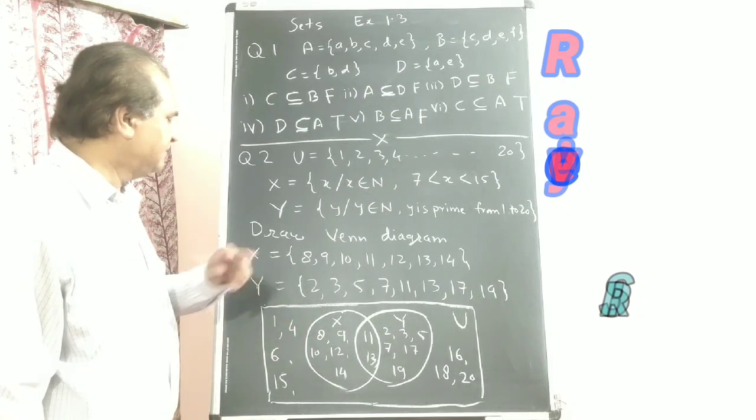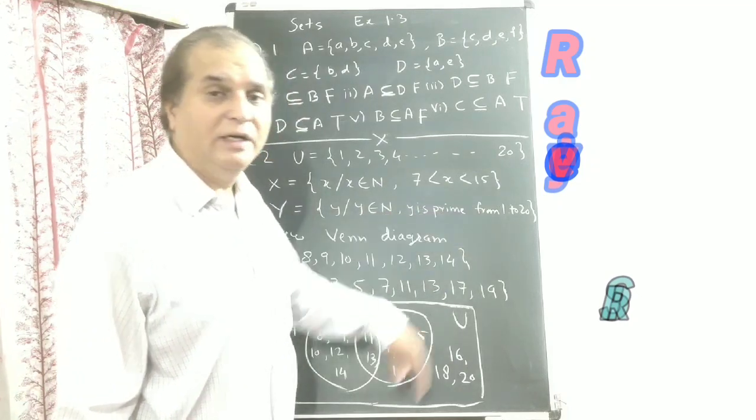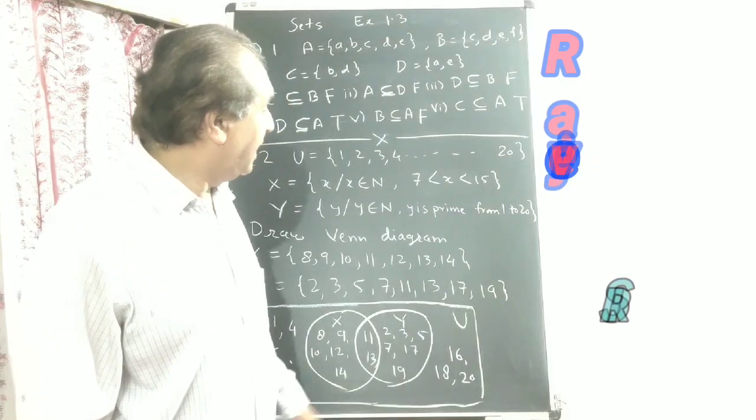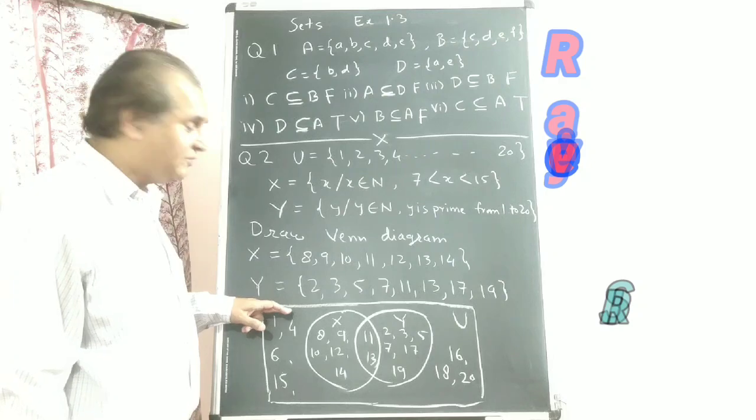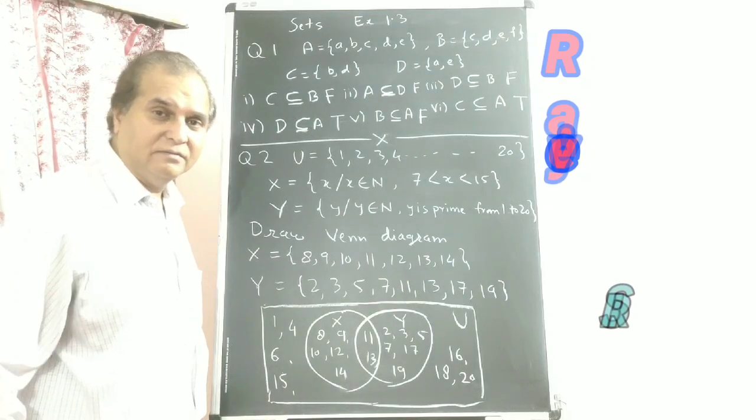Now for Y, Y belongs to natural numbers, Y is prime from 1 to 20. Prime numbers from 1 to 20 in list form are 2, 3, 5, 7, 11, 13, 17, 19. Correct?